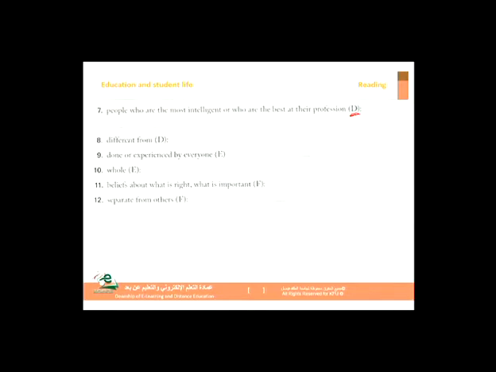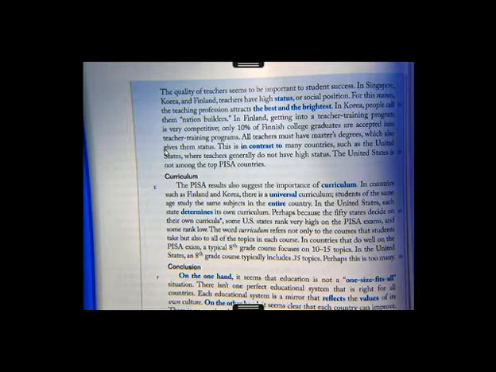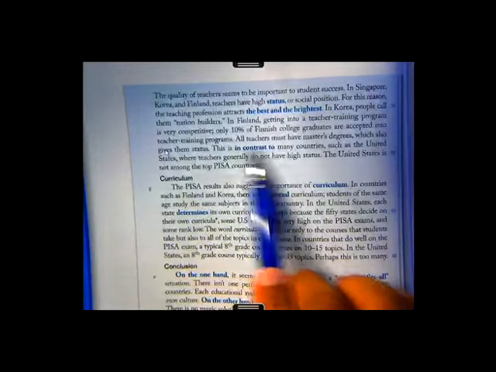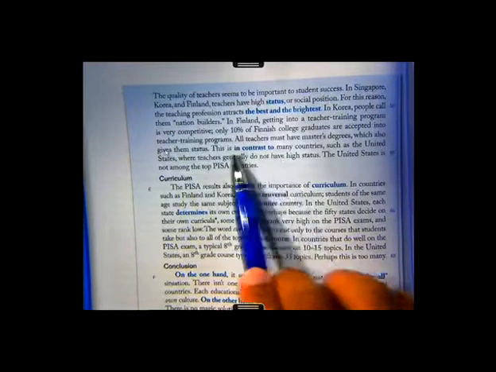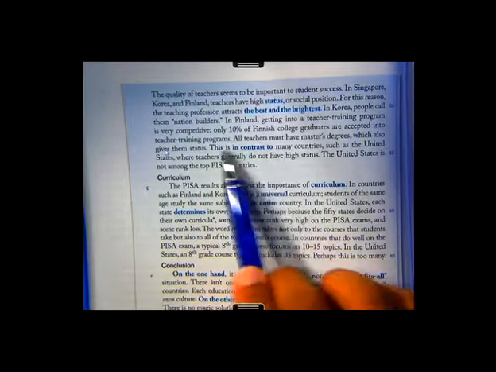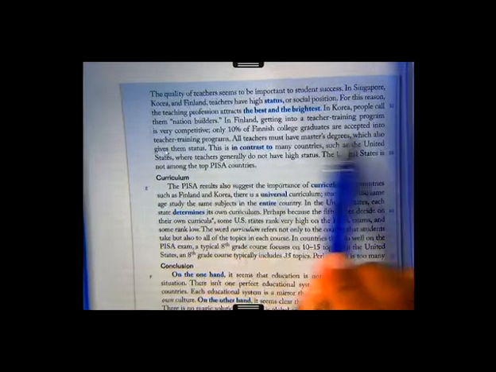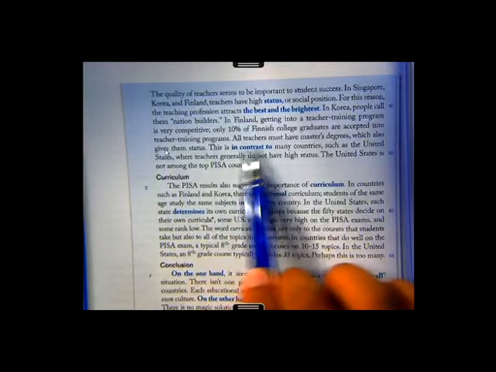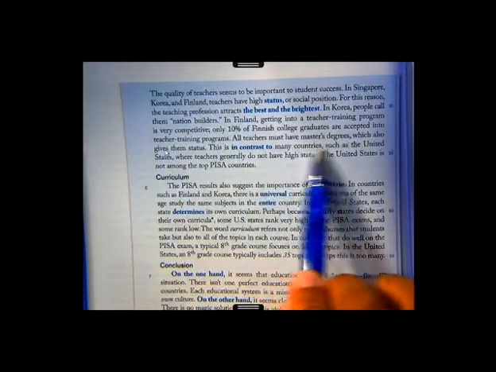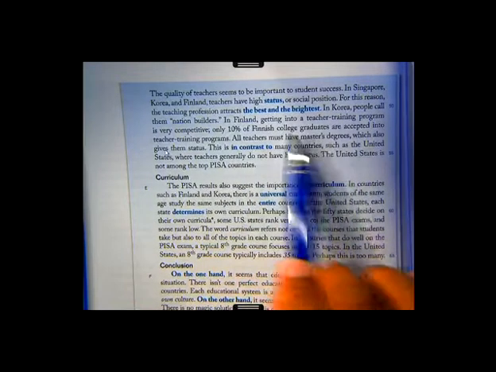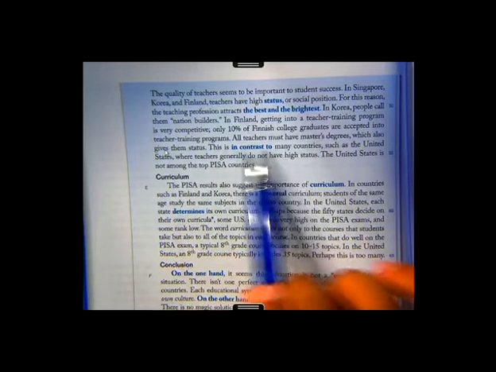Number 8, different from. That is paragraph D as well. Different from. In contrast to. This is the correct answer. In contrast to. So we read something here, and then an expression in contrast to, and then we read something different. So that tells us that in contrast to means different from.